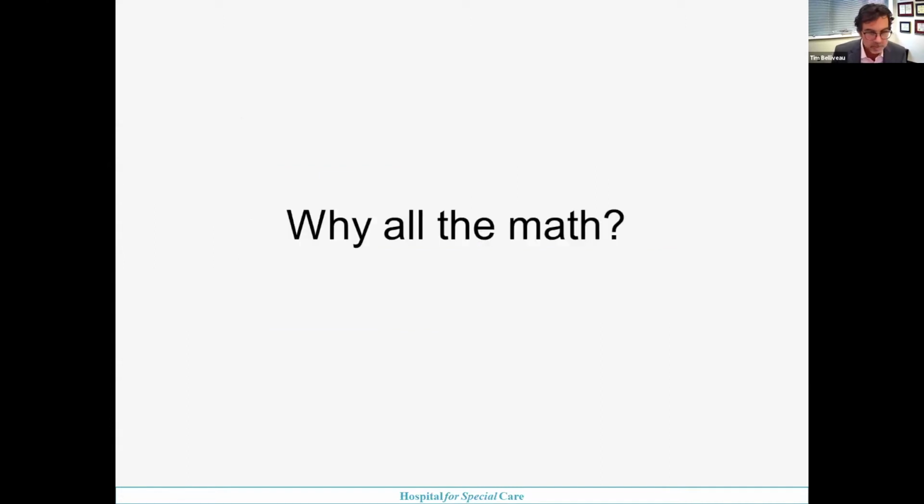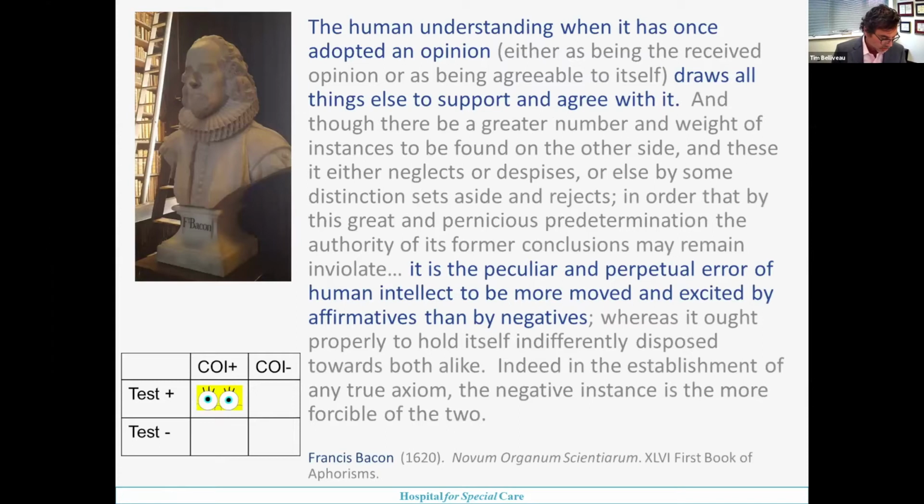So the point of departure for this is, why all the math? Why do we need all of this? The crux of it is that there's been decades of research in psychology as well as behavioral economics about the pitfalls of human judgment. There are too many references for me to provide, so I'm just going to hit upon a few, going back as far as Francis Bacon and his work, the New Organon, essentially an introduction to the scientific method. I'll just point out a few quotes from Francis Bacon.